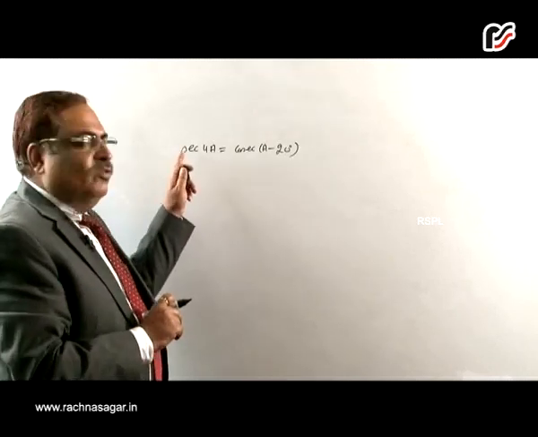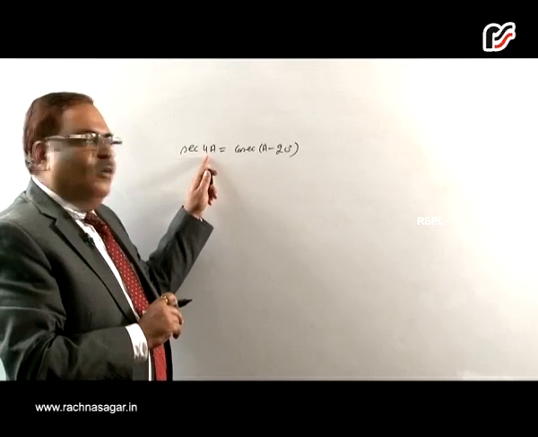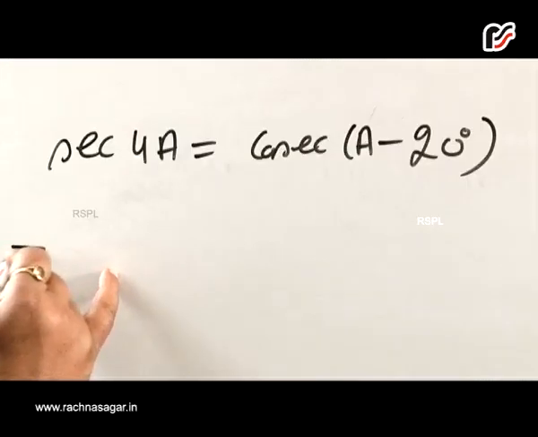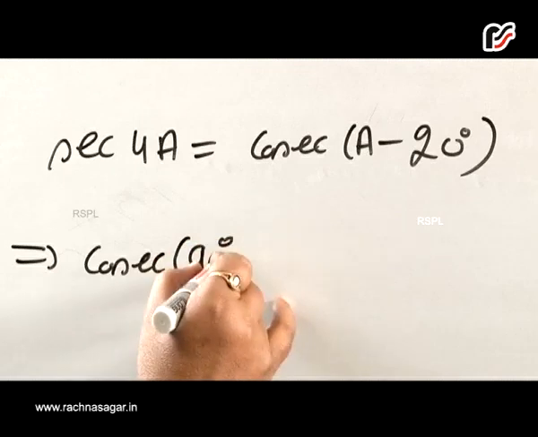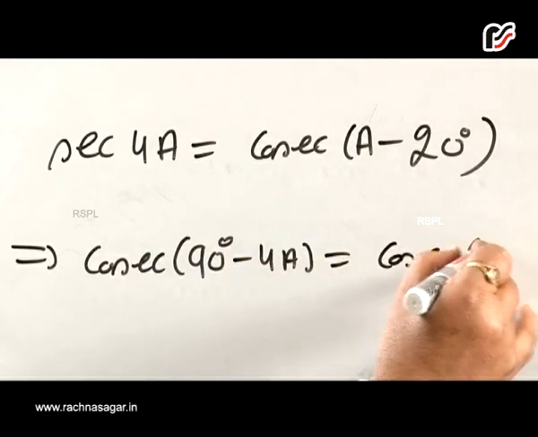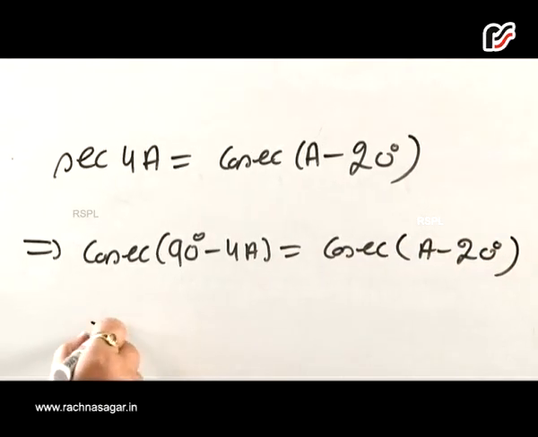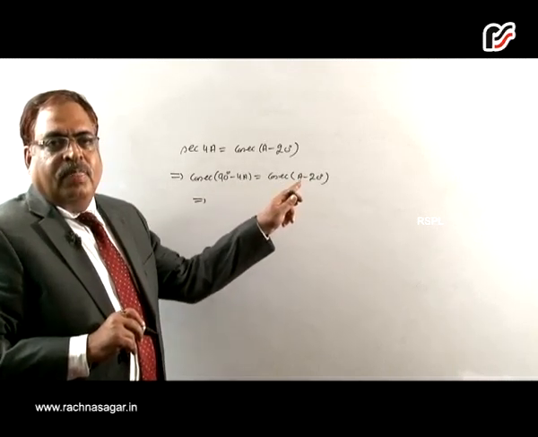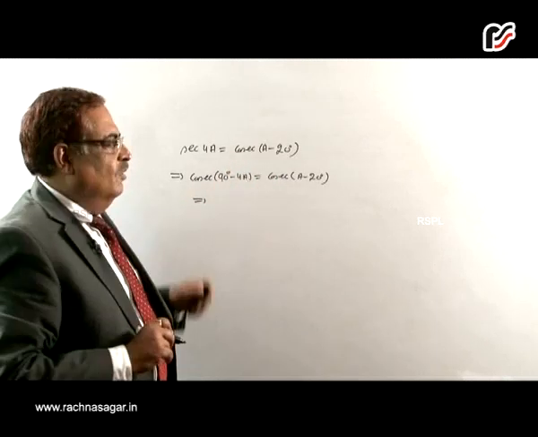The complementary ratio of secant is cosecant, and the complementary angle of 4a is 90 minus 4a. So we write cosecant of 90 minus 4a is equal to cosecant of a minus 20 degrees. Now the cosecant ratio of one angle equals the cosecant ratio of another angle, so therefore the angles are equal, both are acute angles, it is given.